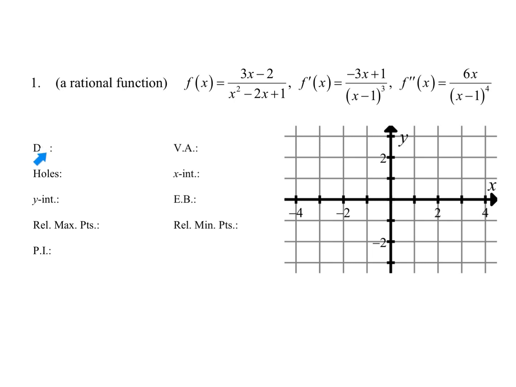So we're going to find the domain, vertical asymptote, any holes that might exist, x-intercepts, y-intercepts, EB. What do you think EB stands for? End behavior. Very good. Relative maximum points, relative minimum points, and points of inflection. Okay, give it a shot, and let's see what you end up with, and then we'll come back together and try to go through it together and see if we got the same things.